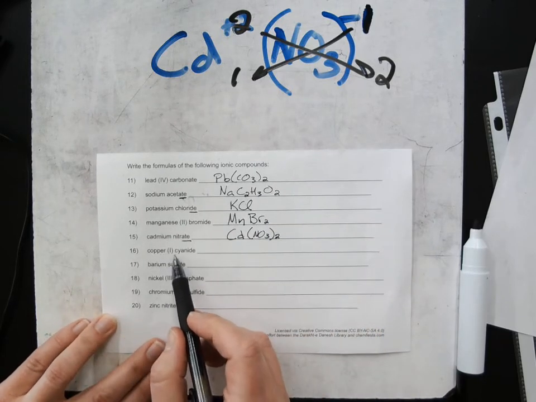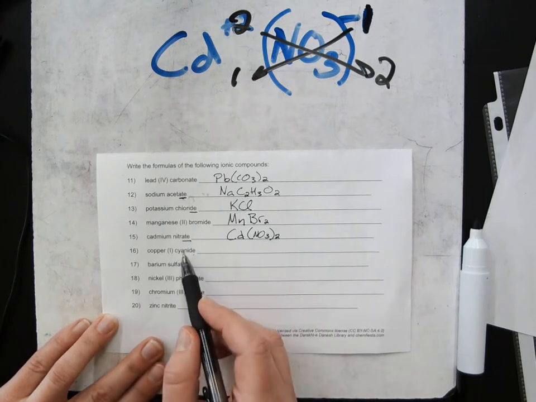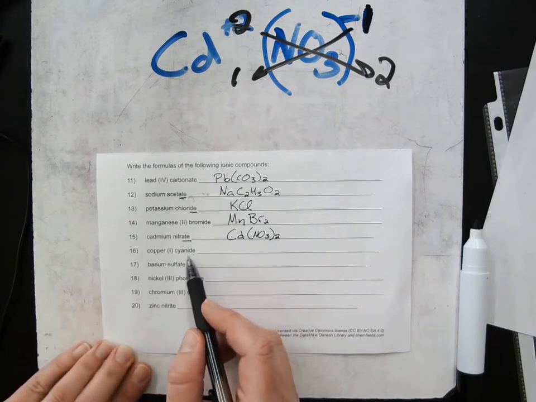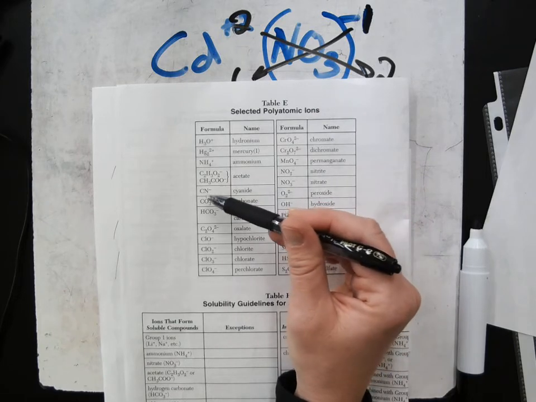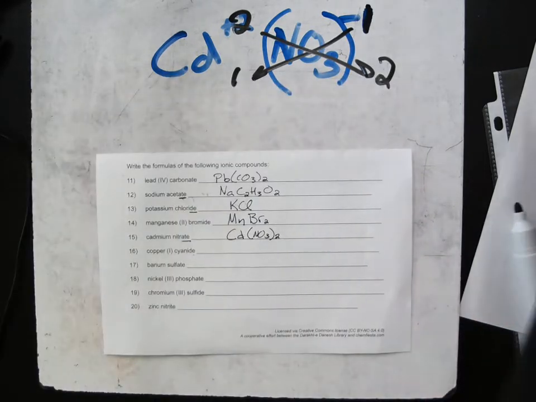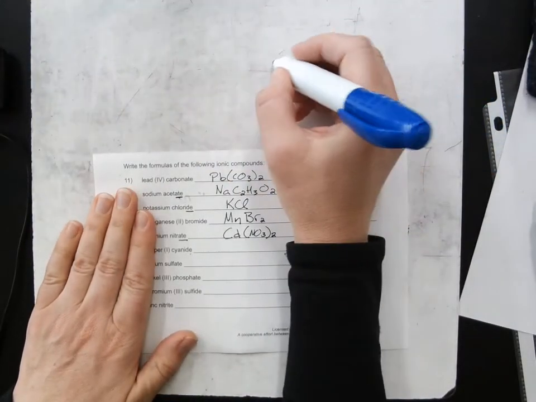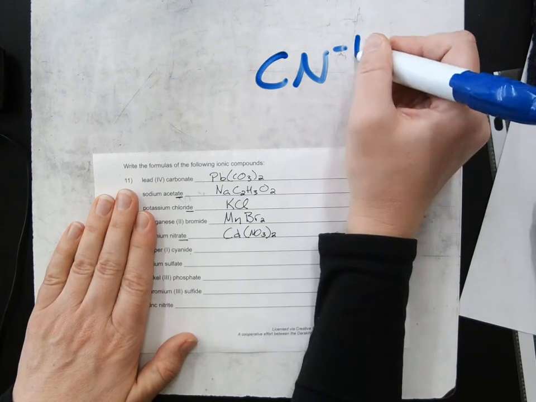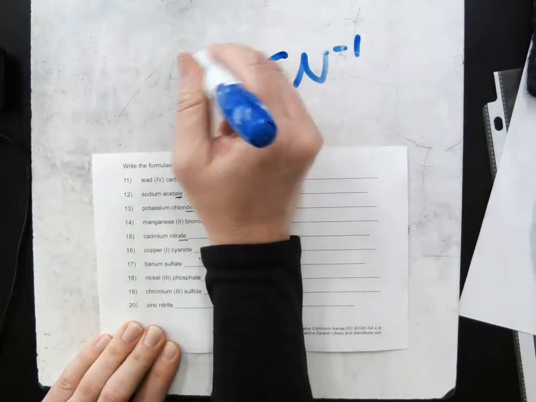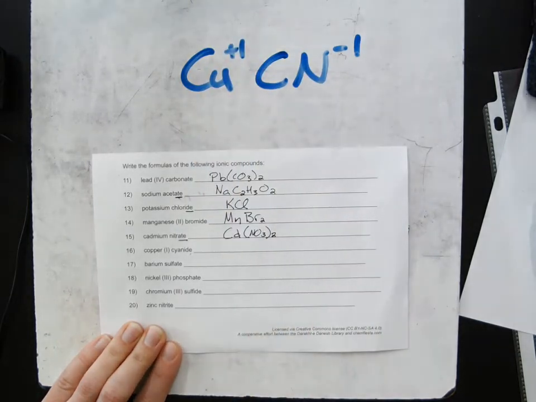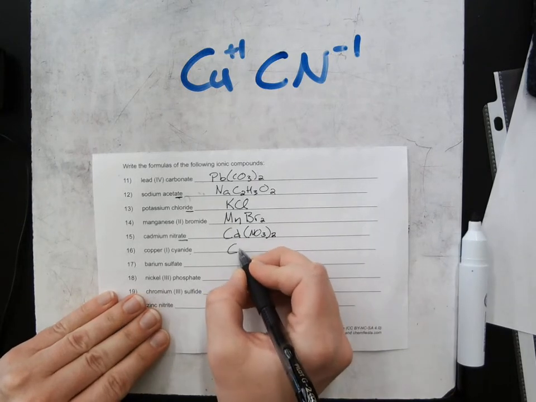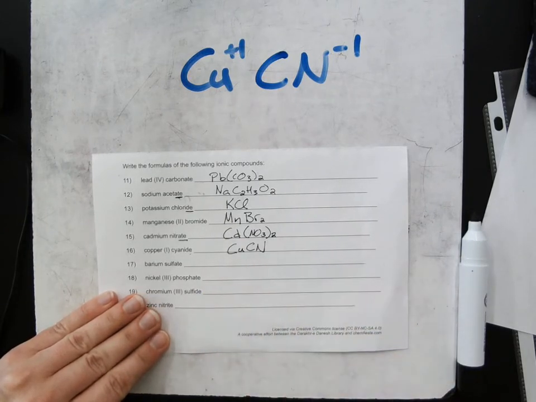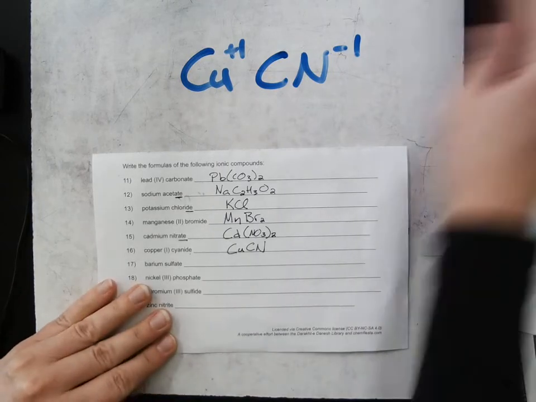Okay, copper 1 cyanide. Ooh, this guy, you might go looking for him for a while. Even though he has the IDE ending, he is a polyatomic ion on table E. Cyanide, CN with a -1 charge. Copper 1. Copper with a +1 charge. It could have been copper 2, but it's not. It's copper 1. That works out nicely.